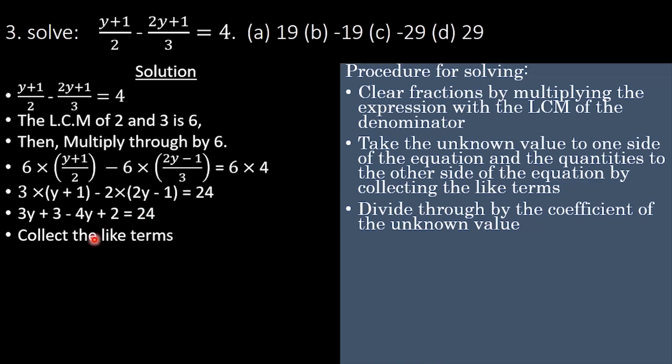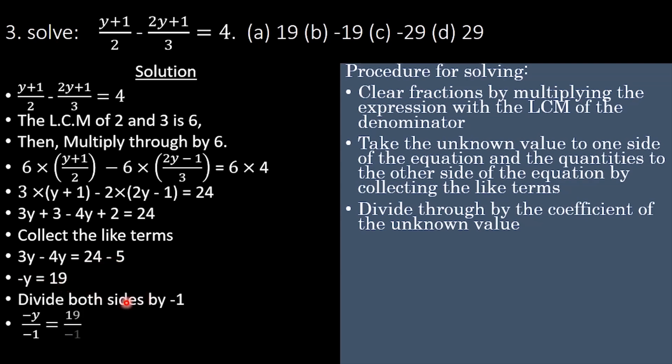Then you collect the like terms. You have 3y minus 4y equals to 24 minus 5. Therefore, 3y minus 4y we have minus y is equals to 24 minus 5, which is equals to 19. Then divide both sides by minus 1. We now have y is equals to minus 19.